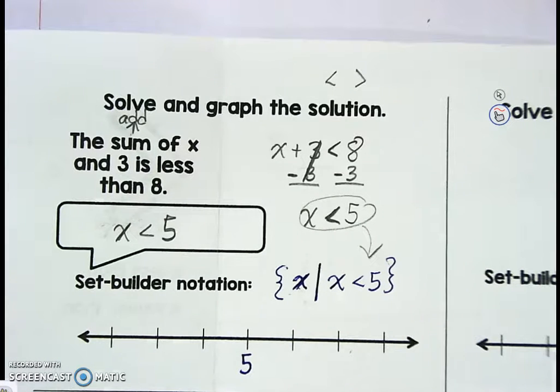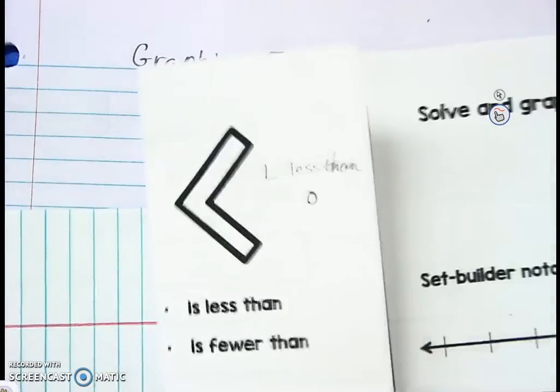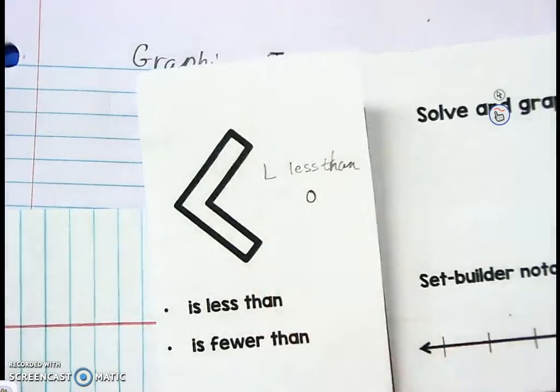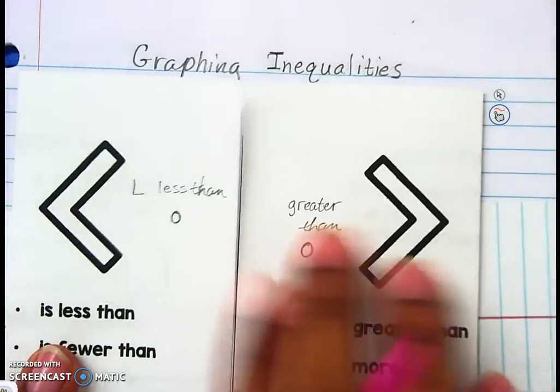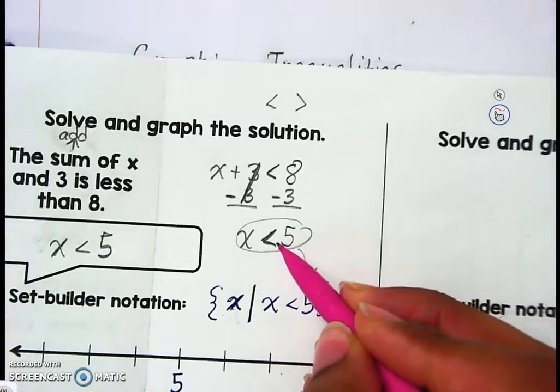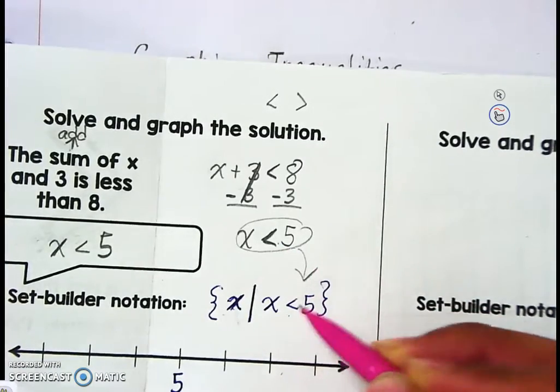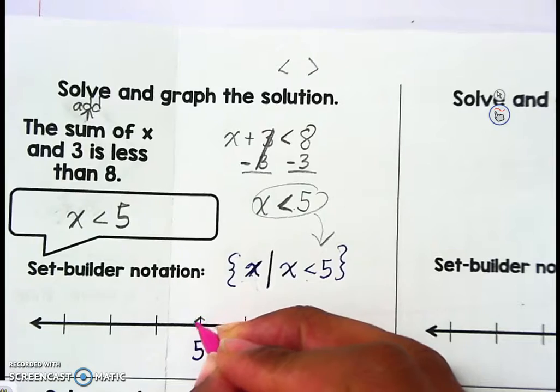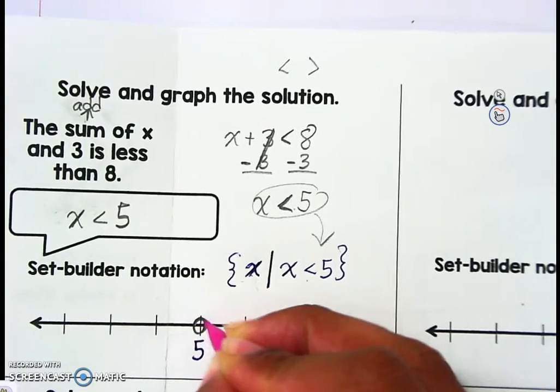Now, with that, again, we said on the front, back here, if it's a less than sign or a greater than sign, we have an open circle. So here, we have just a less than sign here. So that means on 5, we have an open circle.